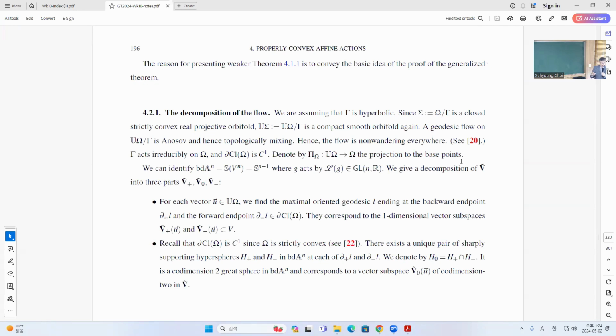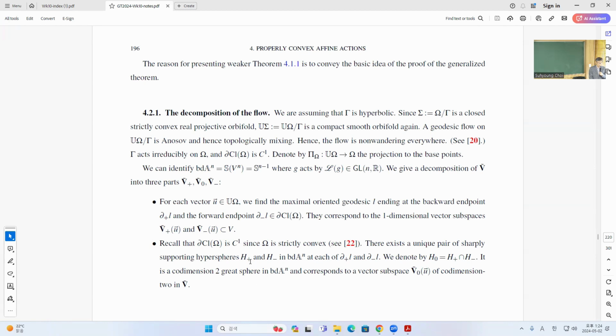So then we want to decompose this vector bundle B into three parts. For each u in U Omega, you have some maximal oriented geodesic, with the backward endpoint and then the forward endpoint. Each of these endpoints are just one-dimensional vector spaces actually. And you recall that this boundary is C1 because it's strictly convex, which is proven by Benoist, in the case where Gamma is a compact orbifold.